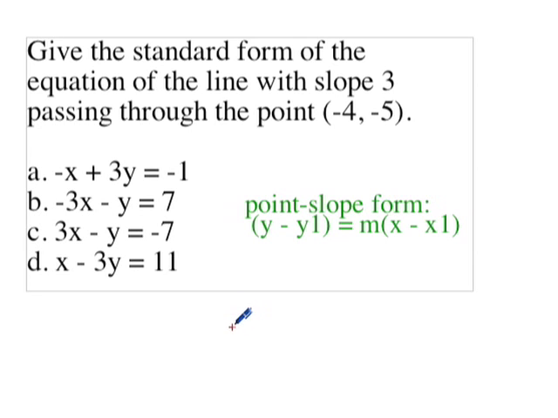In this problem, we're being asked to give the standard form of the equation of a line that has a particular slope and passes through a particular point. And remember that standard form is ax plus by equals c.